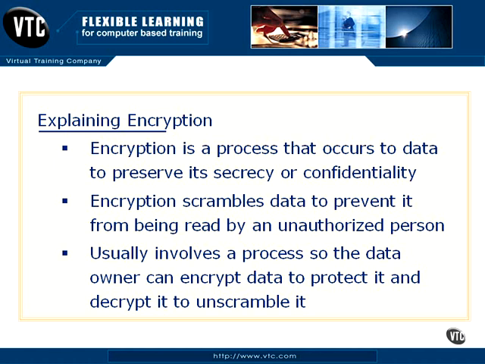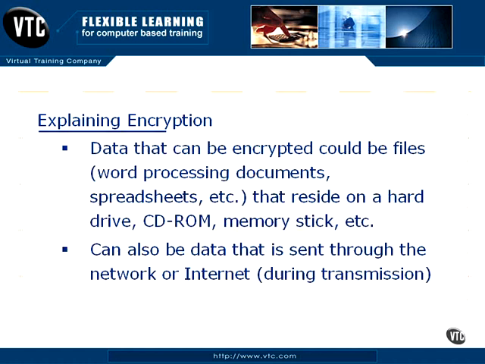However, we also want the data to be able to be read by whoever really is authorized. So if I send someone some encrypted data over the internet, I want to protect it from being read by people who aren't supposed to, but I do want the other party to be able to read it. So there is that caveat there. We don't just encrypt it so that nobody can ever read it. We want to encrypt it and enable just a particular someone to read it. Now, this whole thing usually involves a process or a system or a technology. So the data owner, whoever sends it, whoever has the data, whoever controls it, can encrypt that data to protect it and decrypt it to unscramble it or read it.